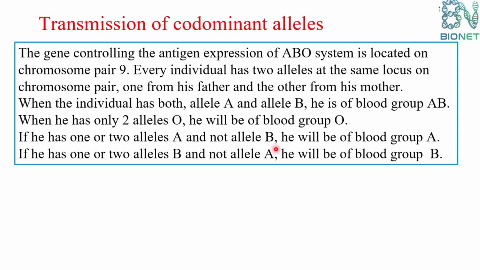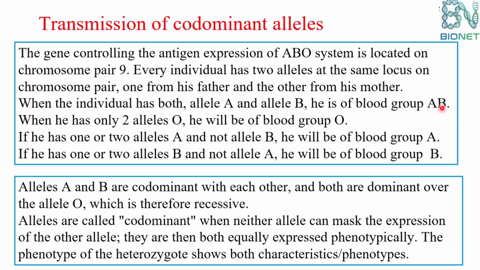What information can we draw from this data? Here, individuals having different alleles A and B, heterozygous individuals, the blood type is neither A nor B. It is AB. Both alleles are expressed. The allele A is expressed and the allele B is expressed, so the alleles A and B are codominant. They have equal dominance. They are both expressed.